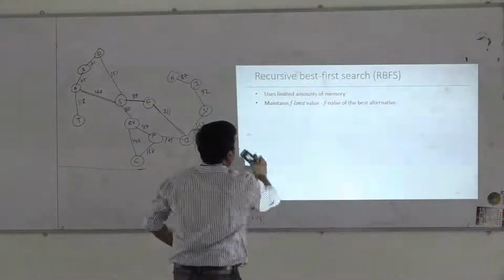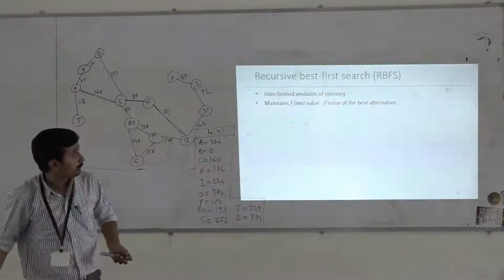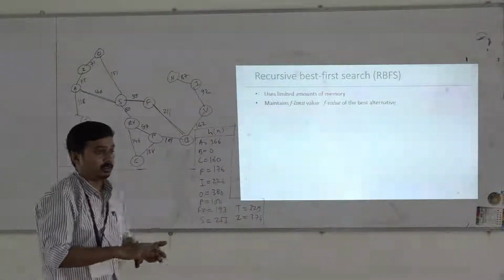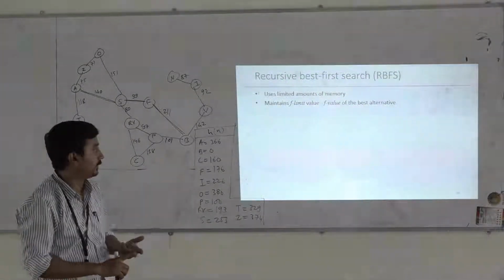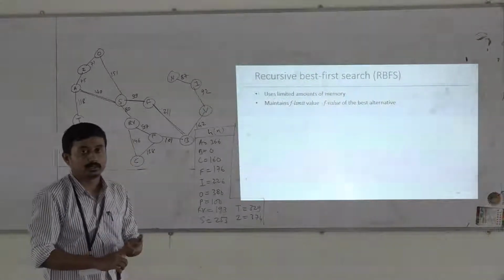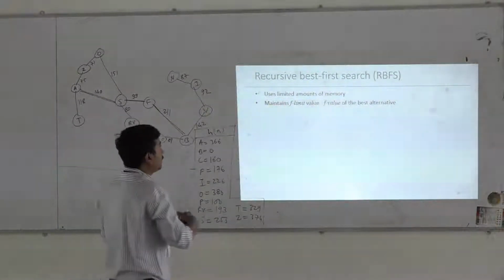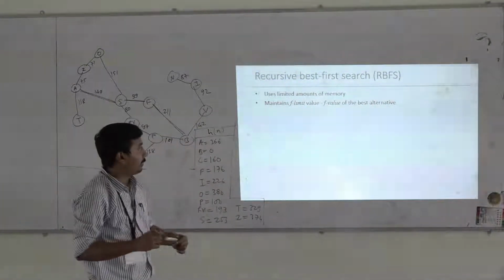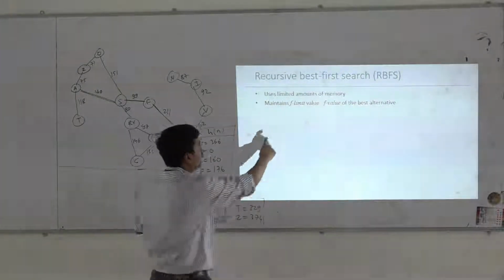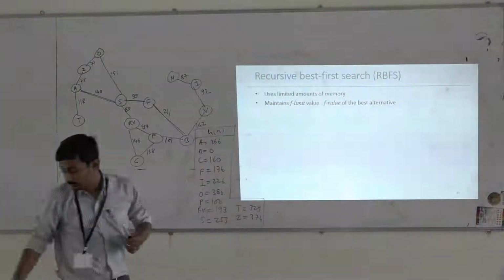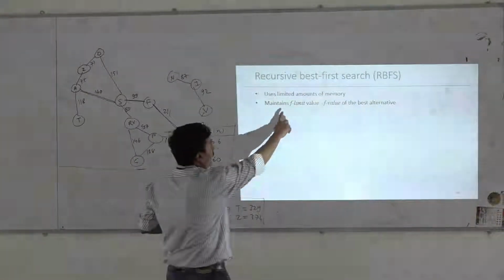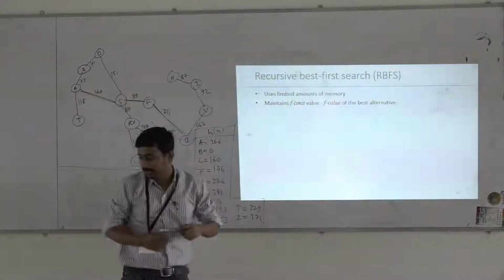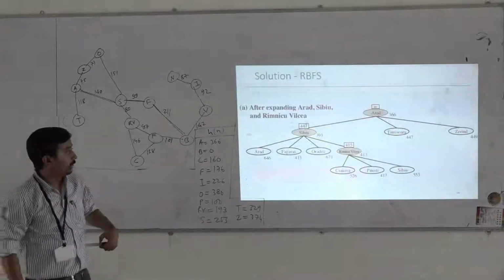Next algorithm is recursive best first search. The problem with the A-star algorithm is its exponential space complexity. So we can reduce the space requirement of the algorithm using this version of BFS. It uses a limited amount of memory. It maintains an f limit value at every node. And what is the f limit value? It is the f value of the best alternative.